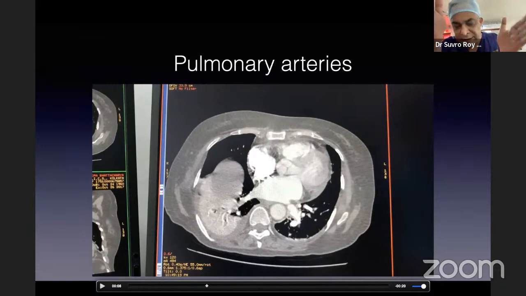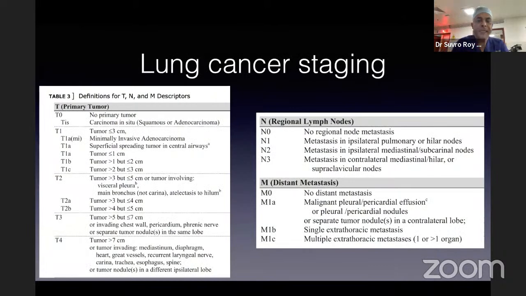So these are two different studies. If you do it a little bit late, you will get contrast in both places. But if you want a truly pulmonary angiographic study, you need to hit the play button a little bit sooner. So that brings me a little bit to lung cancer staging.